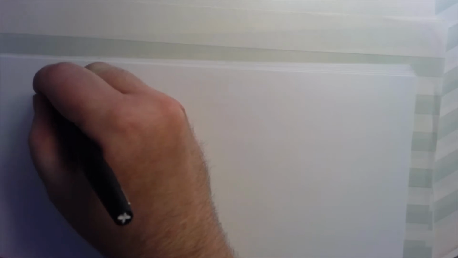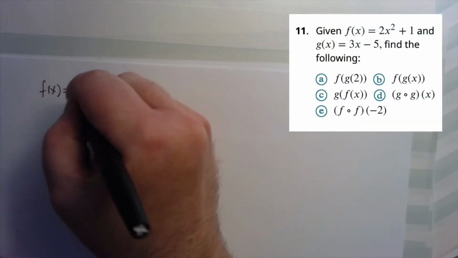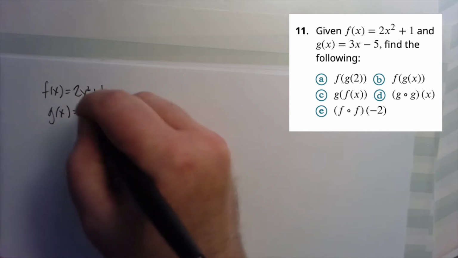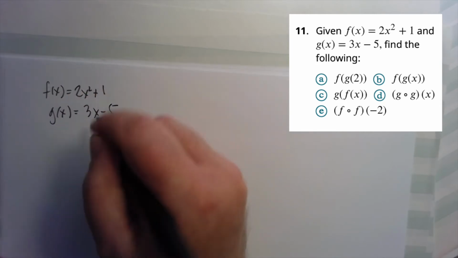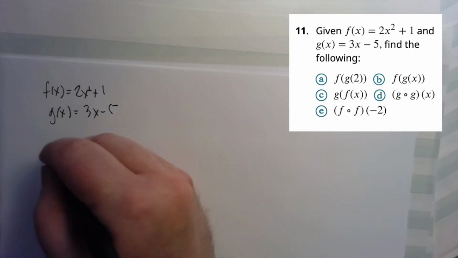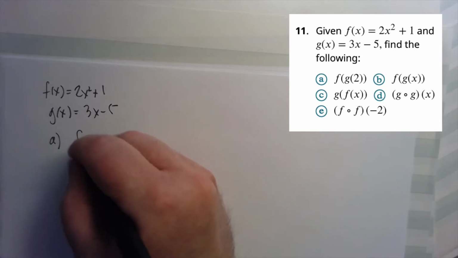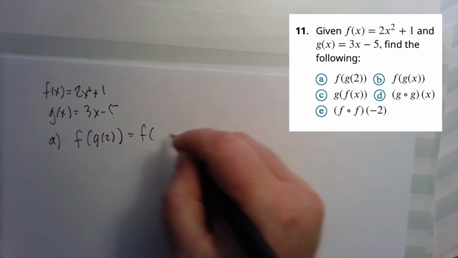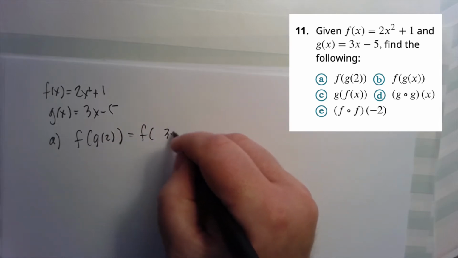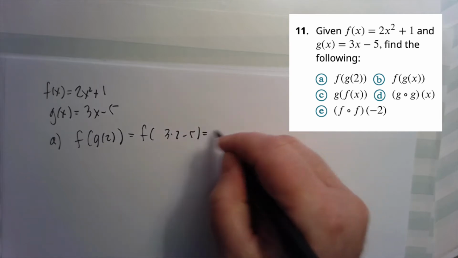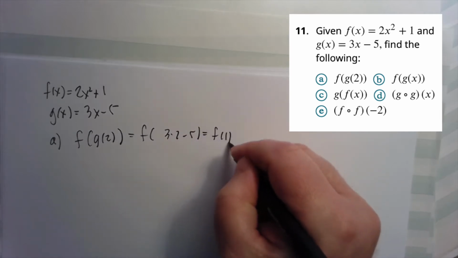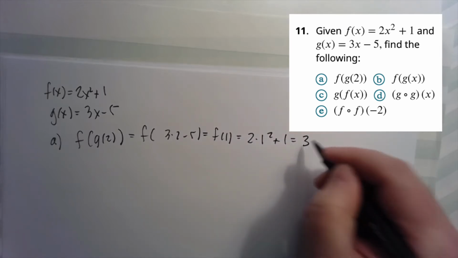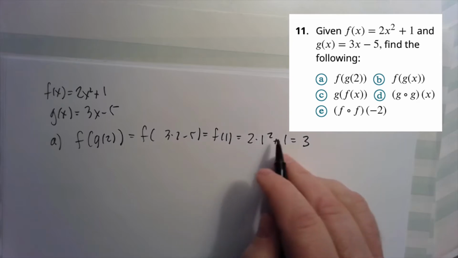So I have f of x is equal to 2x squared plus 1, and g of x is equal to 3x minus 5. Now they want us to do part a, f composed with g of 2. So this is f of 3 times 2 minus 5, which is 6 minus 5, or f of 1. And then we plug that in, and we get 3. Right? 2 times 1 squared plus 1 is 3.